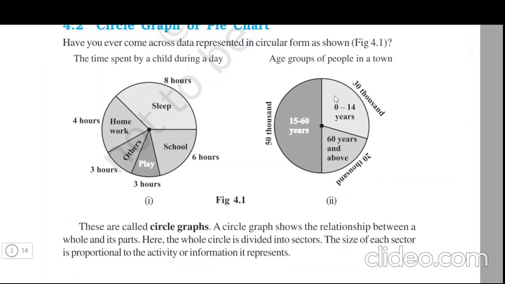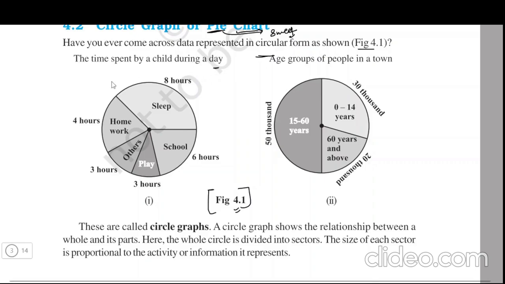Next, circle graph or pie graph. You must have heard the name pie chart. Pie is a kind of sweet, you can say, choco pie. You must have eaten chocolate pie. Have you ever come across data represented in circular form? So in the case of a pie chart or circle graph, the data is represented in circular form. For example, time spent by children during a day.